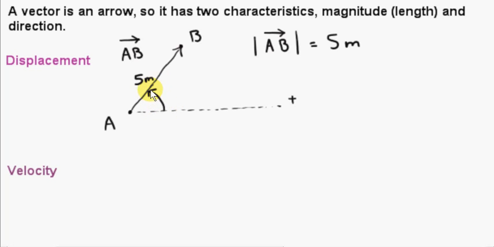So in this case, for this particular vector, we have an acute angle. Let's suppose that this angle is 40 degrees. Now our vector AB is fully specified. We know its magnitude and we know its direction as given by this angle.